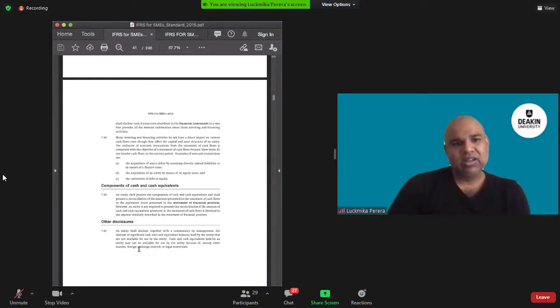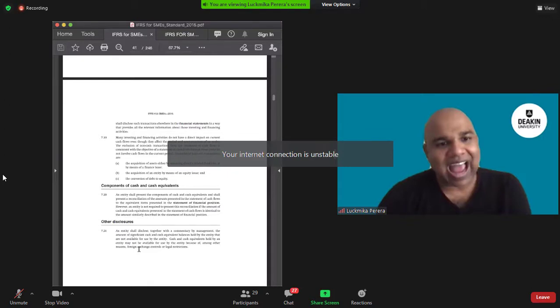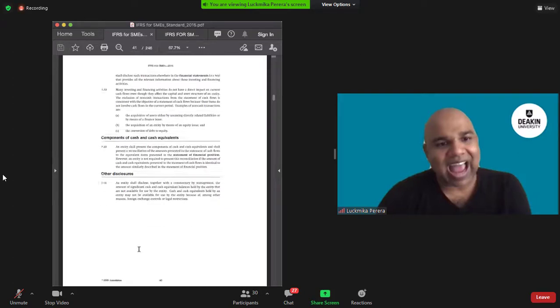Okay. So components of cash and cash equivalents: an entity shall present the components of cash and cash equivalents and shall present a reconciliation of the amount presented in the statement of cash flows to the equivalent items presented in the statement of financial position. So you can see here the flows and details that need to be put in.